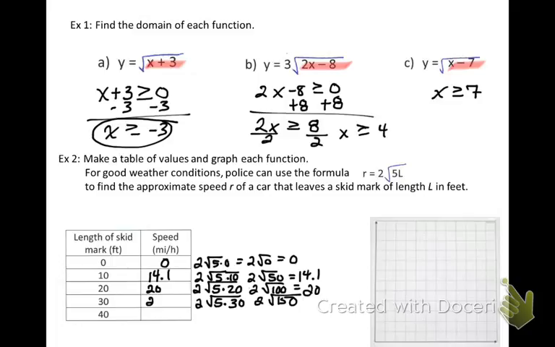It's about 24.5 miles per hour, and you have a 30-foot skid. Okay, parents will be figuring out how fast you're going. I won't let them see my notes.